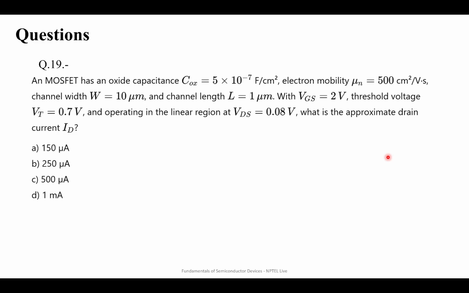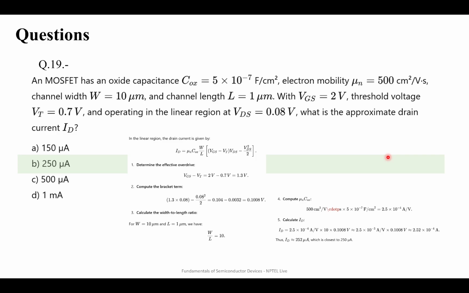Sir, is this 250 milliampere? Microampere? Yes, the answer would be 250 microamperes. So the formula: ID equals mu n Cox W by L (VGS minus VT) VDS minus VDS square by 2. You calculate this 1.3, and this whole thing would be 0.1008. This would be 10. Then this would be 2.5. Then you multiply everything. You will get around 252 microamperes, and that you can approximate to 250 microamperes.